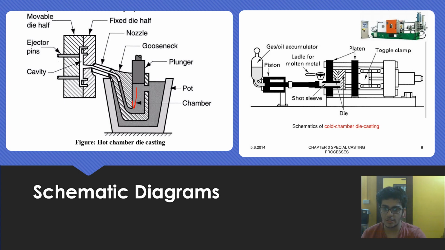Similarly, in cold chamber casting, the molten metal is brought from a furnace and placed into the shot sleeve. Then at high hydraulic pressures, the piston rams the shot into the mold. The mold, that is the dies, are clamped using hydraulic clamps.